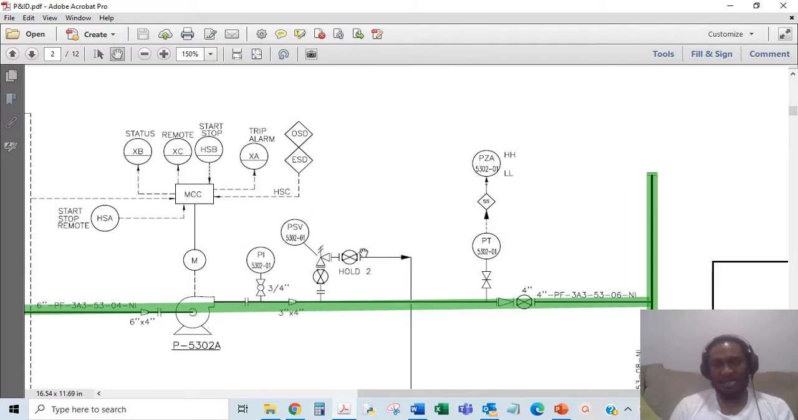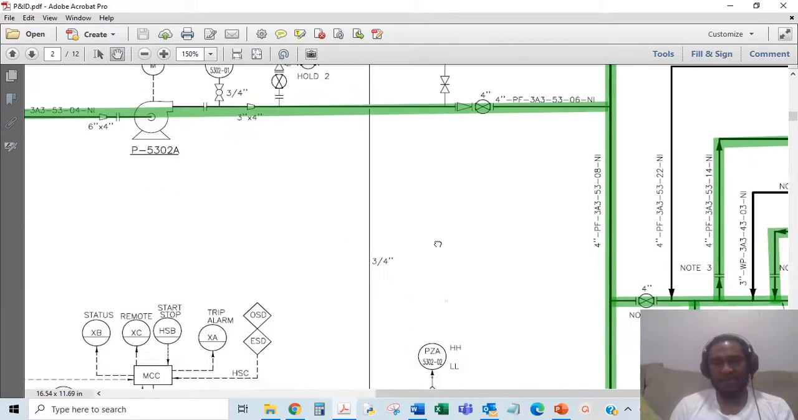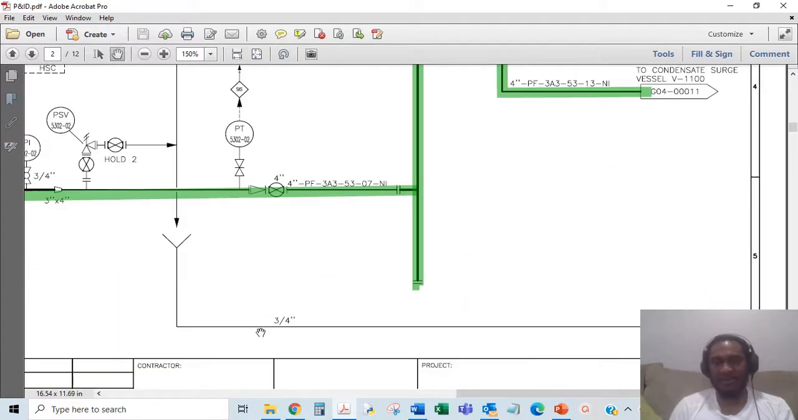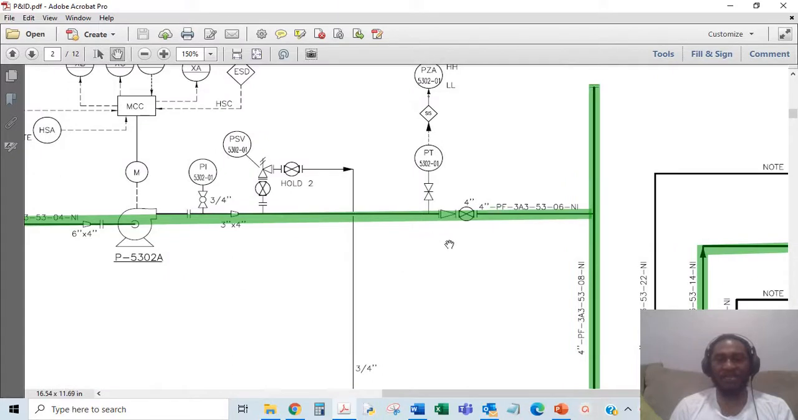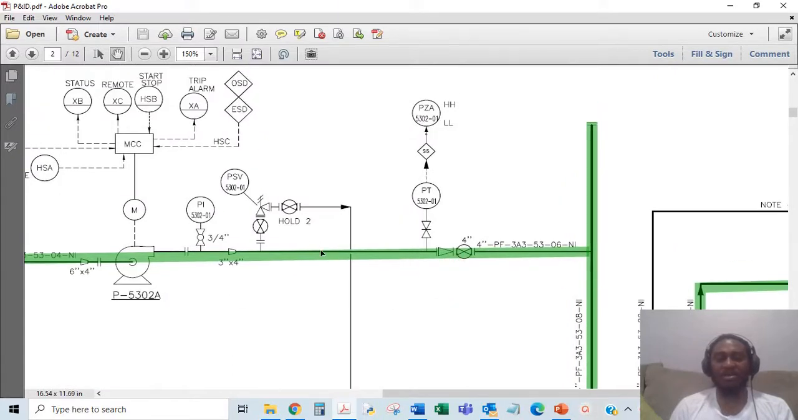So looking at this, this leads to the flare line. Okay, sorry, it leads to the drain. It relieves to the drain, not to the flare line. Because it's a liquid, it only makes sense that it would go to the drains.